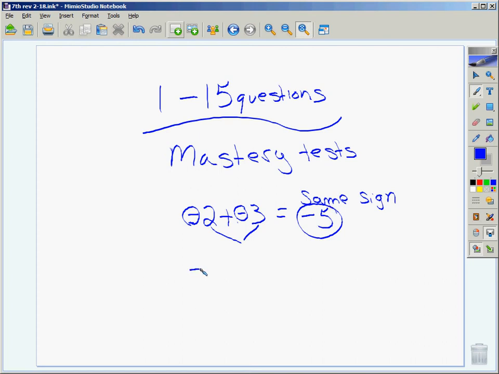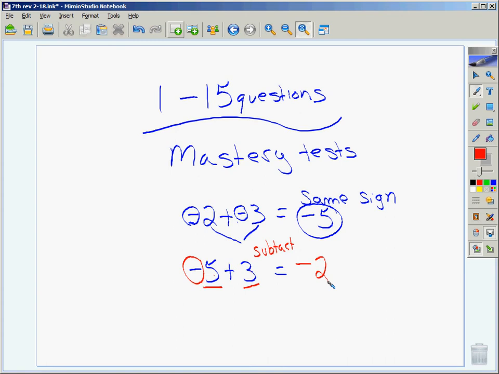If they have different signs, I look at the absolute value of each number and ask which is larger. Is 5 larger than 3? The answer is yes. So I keep the sign of the larger number, which in this case would be negative. Instead of adding them together, now I subtract the smaller number from the larger. So 5 minus 3 is 2.